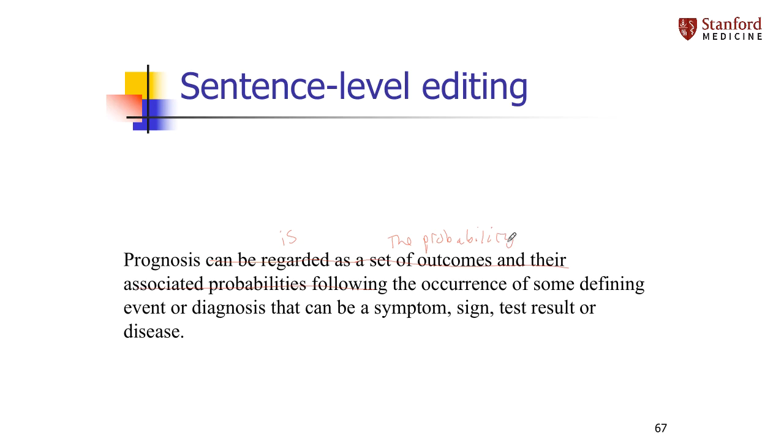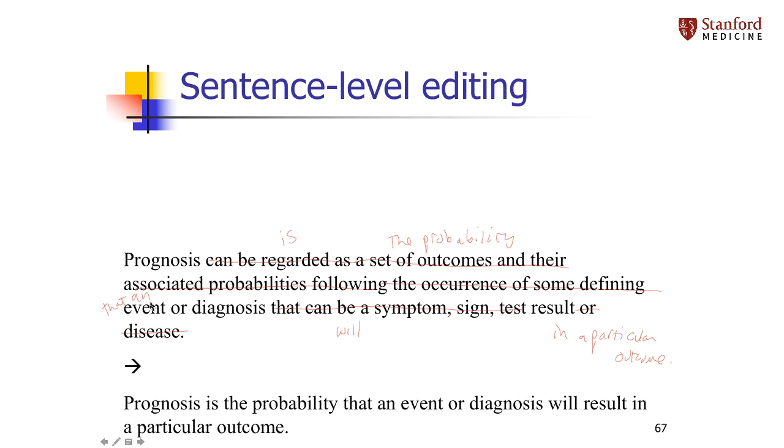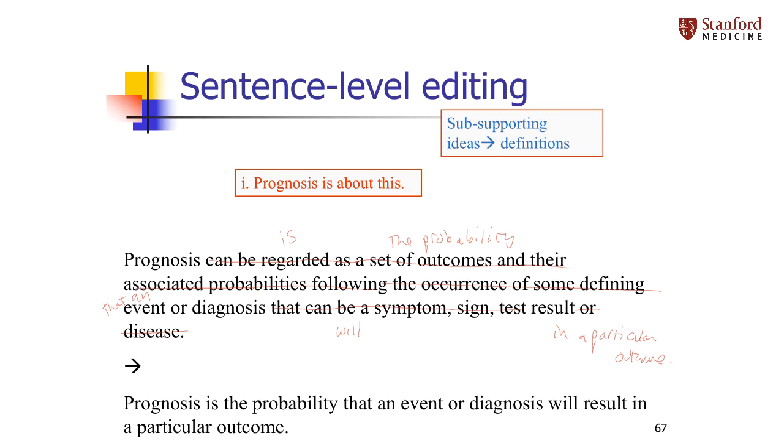that an event or diagnosis will result in a particular outcome. So I've trimmed this up quite a bit and gotten rid of a lot of this wordiness. So prognosis is the probability that an event or diagnosis will result in a particular outcome. I think that's it in a nutshell. And now we've hit upon the definition of prognosis, which was that final point in the outline.